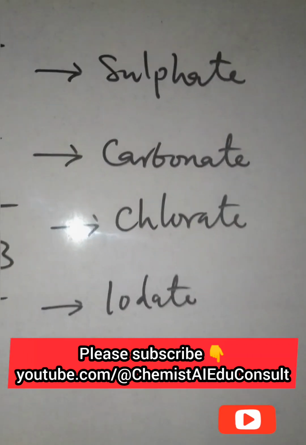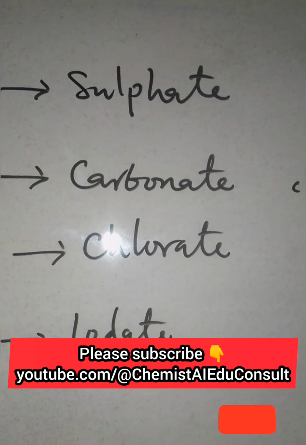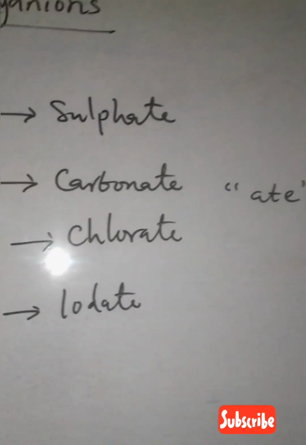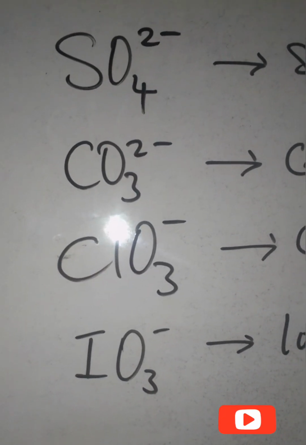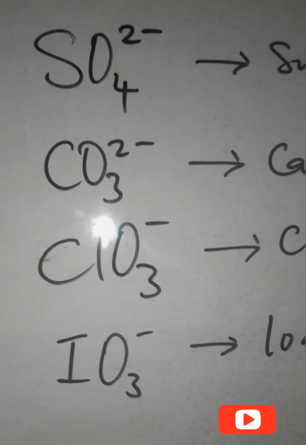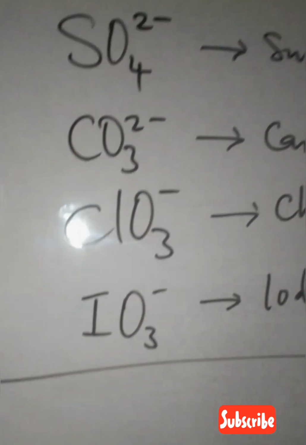In the name, you will observe that there is this suffix -ate at the end of the oxyanion. The suffix -ate is instrumental because all these oxyanions are a reference point to naming other oxyanions of the same element, because some elements have more than one oxyanion. For instance, chlorine has more than one oxyanion.